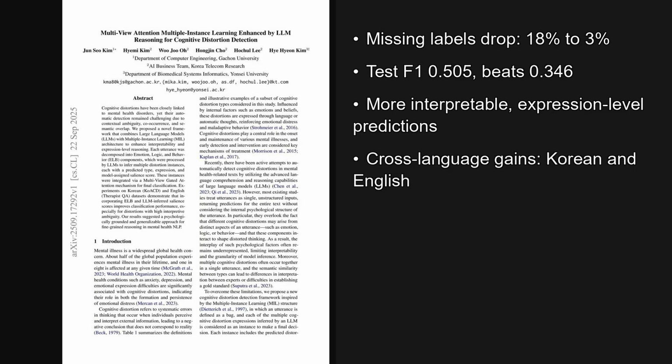Wrapping up, 2 takeaways stand out. Structuring utterances into emotion, logic, and behavior, plus salience-guided multi-view attention reduces missing labels and nudges accuracy upward, while also making predictions more interpretable. The cross-language gain suggests practical potential for safer, more transparent mental health text tools.